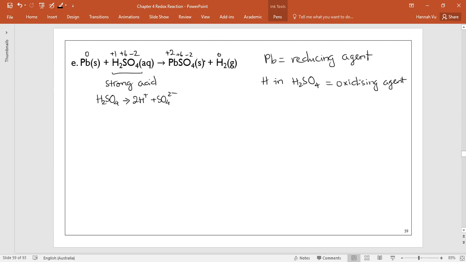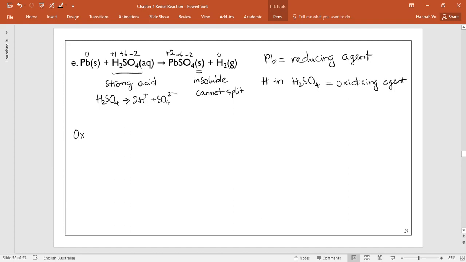However, lead sulfate, even though it is an ionic compound, you can't actually split it into smaller parts because it's insoluble. So it exists as a lattice and cannot be split. Cannot split. All right. Which makes it quite interesting when you have to balance it.